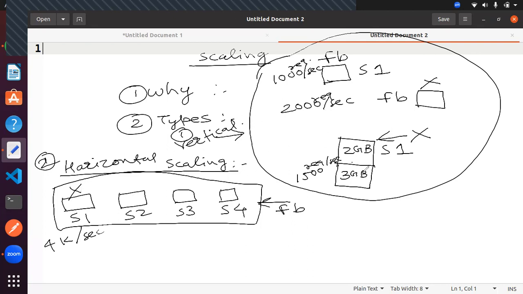Vertical scaling's other name is scale up. Scale up is another name of the vertical scaling system. Another name of the horizontal scaling system is scale out. Not scale up and scale down; it is scale up and scale out, as per my knowledge. Okay friends, we will go back to our question.